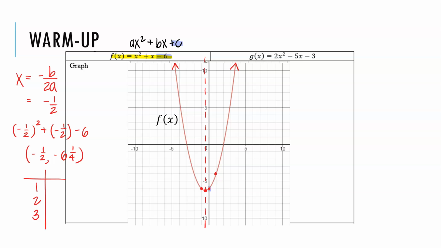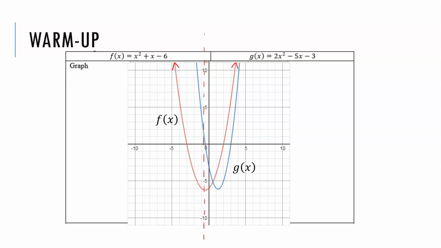Algebraically, you would find x equals 1 has a y or output value of negative 4, 2, 0, 3, 6. Once you have those three points, you can also reflect them on the other side to find negative 2 has an output of negative 4, negative 3, 0, and negative 4, 6.